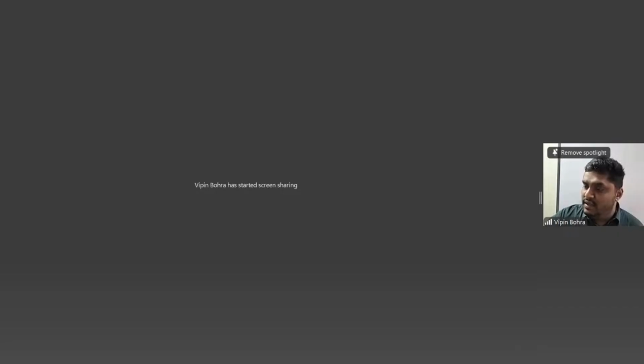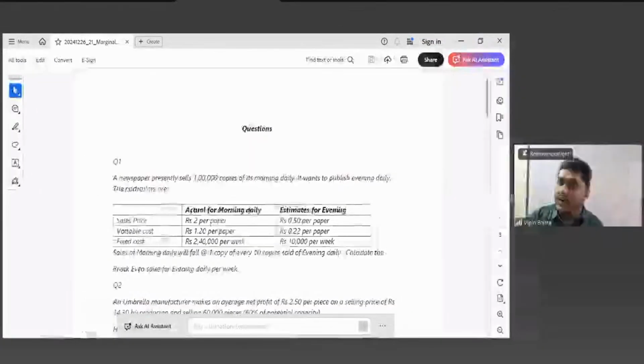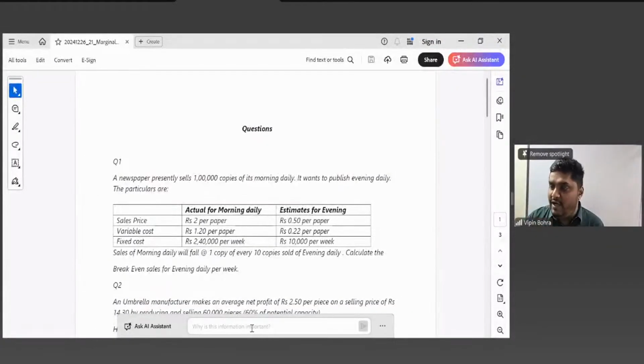One more question I want to discuss. Very easy question, in fact. Let's see who answers first. Question number one, you are required to calculate the break even point. Waiting for your answers. It's a very easy question, but read each and every word of every line of the question carefully. There is a small twist in the question, the rest is straightforward.